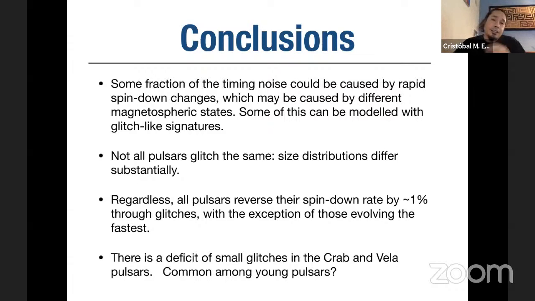And regardless, talking about the timing noise part of the rotation, which is the other irregularity that we see in the rotation, I think it makes sense that we are seeing part of the magnetospheric activity. The magnetosphere is doing something, and we should be able to see that as accelerations or decelerations of the rotation. That's my point of view.